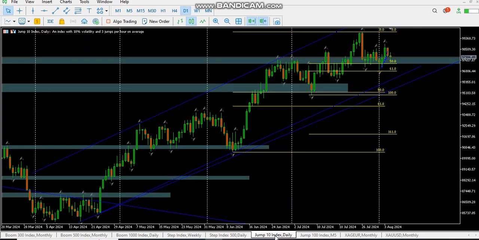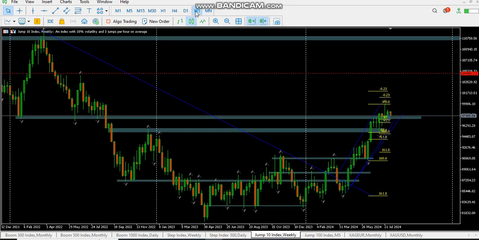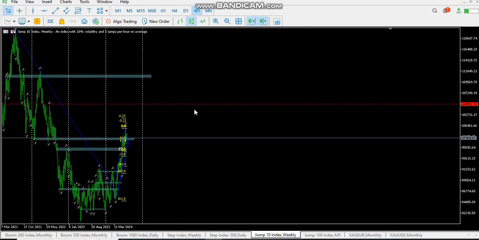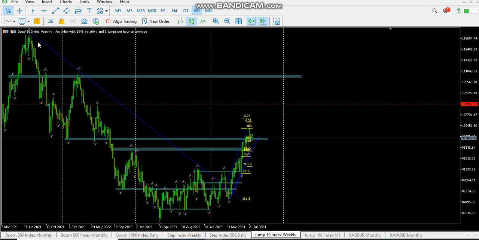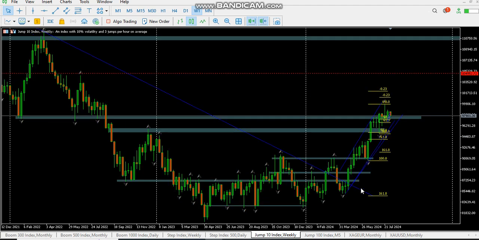An example of that is what you can see on a weekly time frame of jump 10. As you can see, this jump 10 has been trending down since it was created, but what happened later on, it was able to break above this trend line, closing with a body. As you can see, it closed with what? With a body, not a wick.